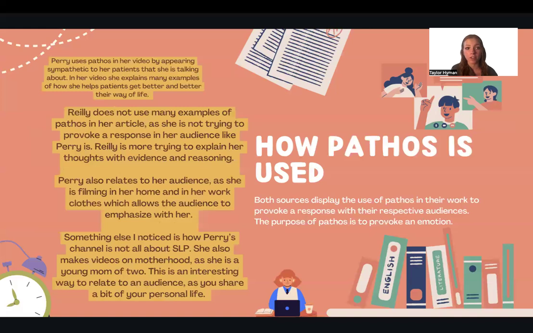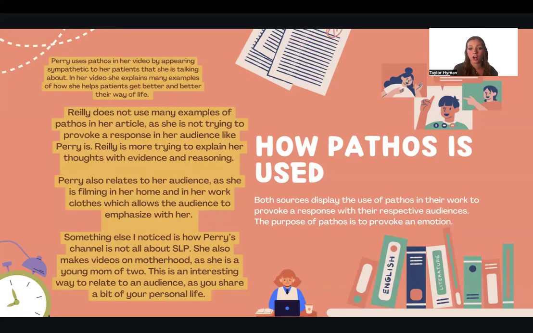Perry uses pathos in her video by appearing sympathetic to her patients that she is talking about. In her video, she explains many examples of how she helps her patients to get better and better their way of life. Riley does not use many examples of pathos in her article, as she is not trying to provoke a response in her audience like Perry is. She's moreover trying to explain her thoughts with evidence and reasoning.